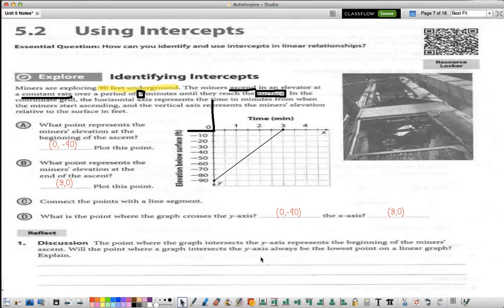Will the point where a graph intersects the y-axis always be the lowest point on a linear graph? So I want you to think about this. In terms of when you graph things, is the y-intercept always the lowest point on the graph? The answer in this case is no. So we could have a y-intercept that's all the way up here, and then all of a sudden our graph goes down this way. The y-intercept is not always the lowest point in the graph. It just happens to be for this one.